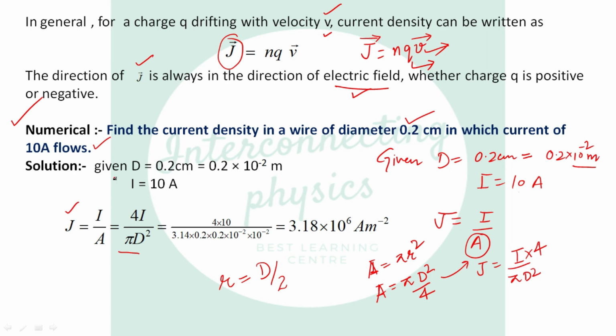4 is 4, I is given as 10 ampere, pi is 3.14 and d is 0.2 into 10 raised to power minus 2 meter. And when we calculate this, we get J is equal to 3.18 into 10 raised to power 6, and the unit of current density in SI is ampere meter inverse square. So hope you are clear with current density.